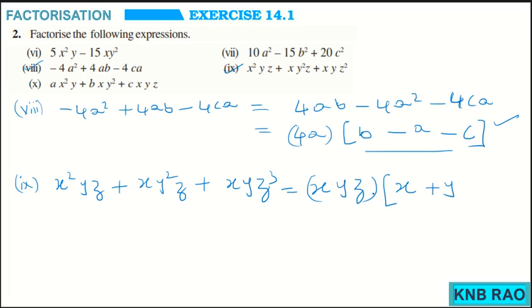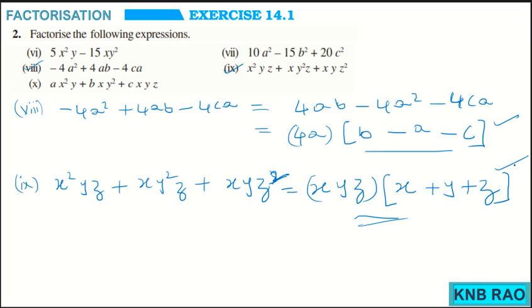So 1 z already came out. In the third term, 1 x has already come out, 1 y has already come out, so out of 2 z, oh it is z square, not cube, z square. Out of 2 z's, 1 z has already come out, so one more z will be left over. So the factorization of this given algebraic expression is xyz, this one term, multiplied with the trinomial x plus y plus z.